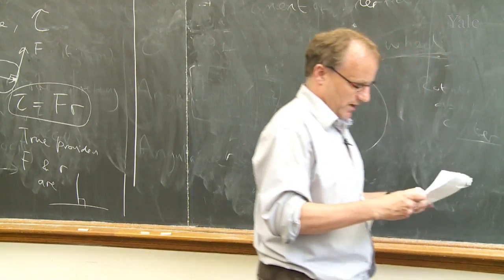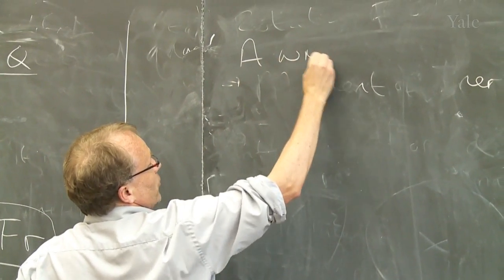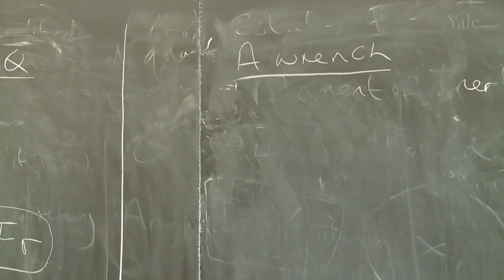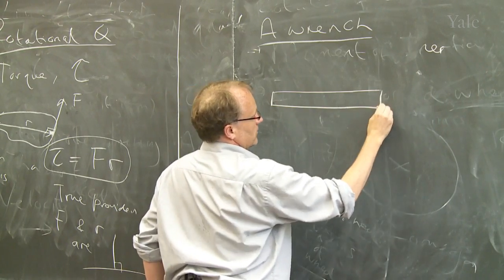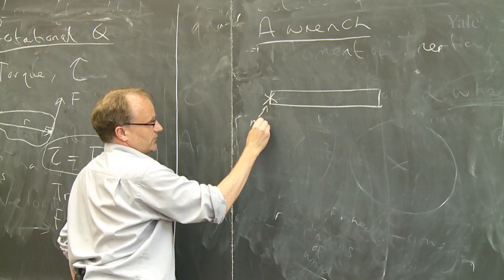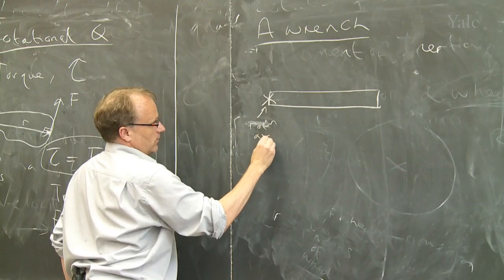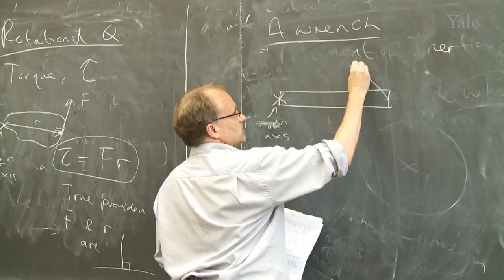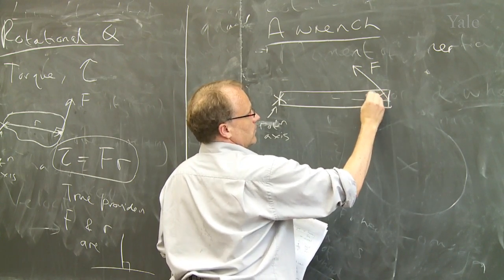So if we have a wrench, or a spanner, I guess it's the same thing. So here's our wrench, and this is where the nut is. You have a nut here, okay? This would be the rotation axis. And let's say we apply a force in this direction. All right, there's our F, and this angle would be theta.